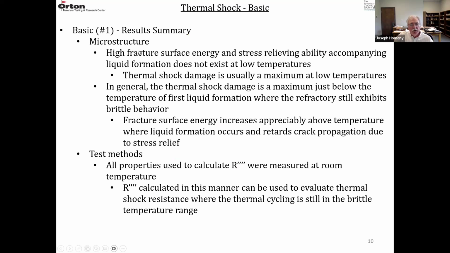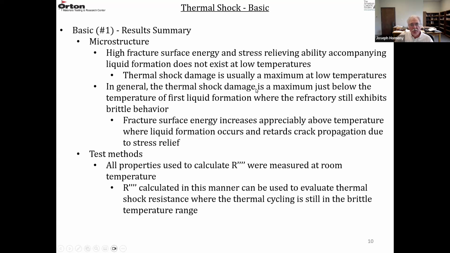So what they concluded from this work: high fracture surface energy and stress relieving ability accompanying the liquid formation does not exist at low temperatures. So these are brittle type materials with perhaps a silicate glassy phase. So they're saying thermal shock damage is usually a maximum at the lower temperatures where the material is brittle.